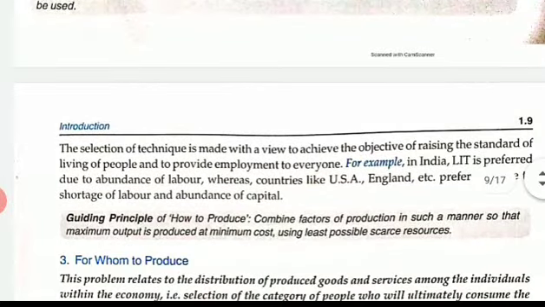This selection of technique is made with a view to achieving the objective of raising the standard of living of people and providing employment to everyone. If the capital intensive technique is used, then there will be less employment generation, isn't it? In India, the labor intensive technique is preferred due to abundance of labor, whereas countries like the USA and England prefer capital intensive technology due to the shortage of labor and abundance of capital. So it is upon them which technique to use. This is the problem.